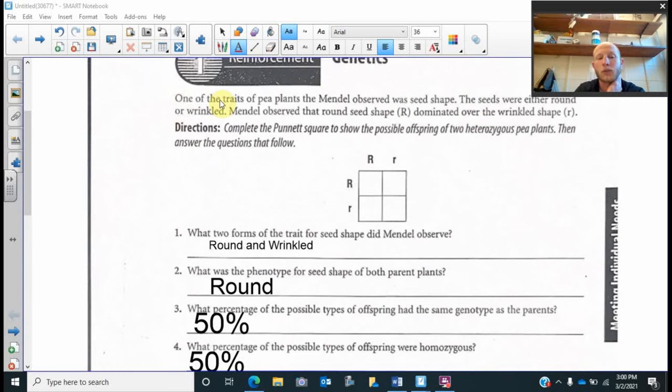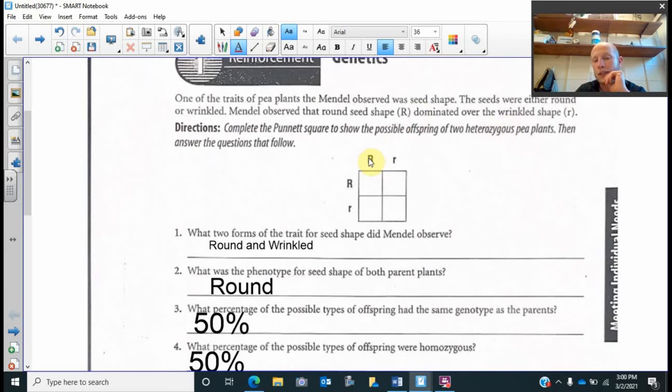Up here it says, one of the traits that the pea plants of Mendel observed was seed shape. And the seeds were either round or they were wrinkled. Mendel observed that the round seed shape was big R, which means it's dominant. So round seed shape is dominant. And then it says wrinkled seed shape, little r. So if wrinkled is not dominant, then it must be recessive, right?